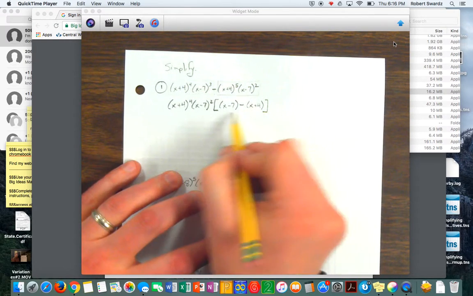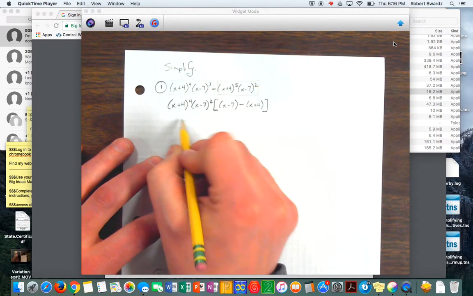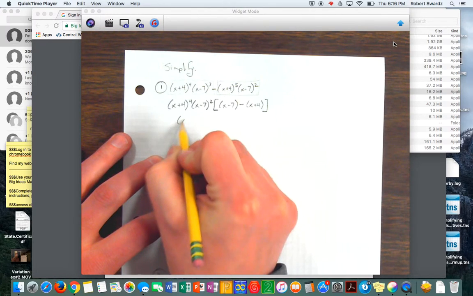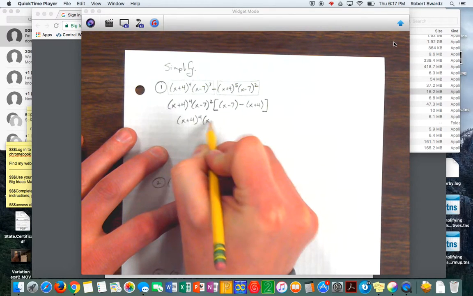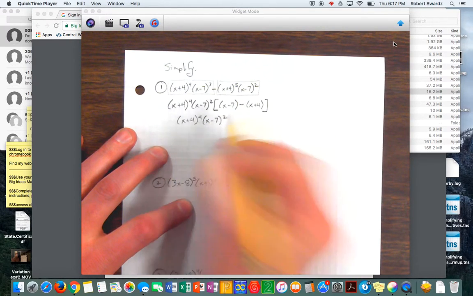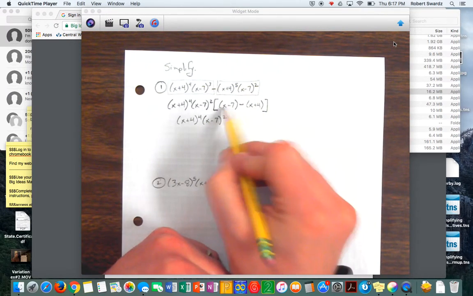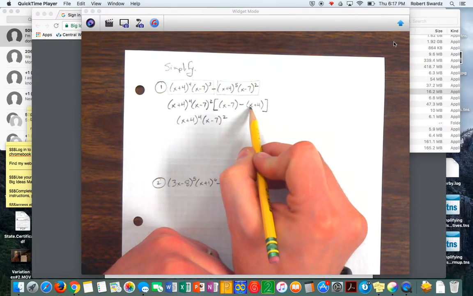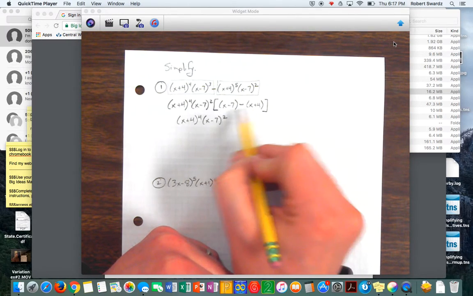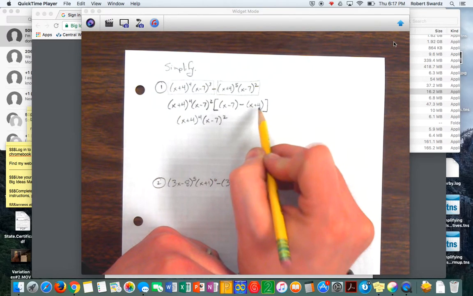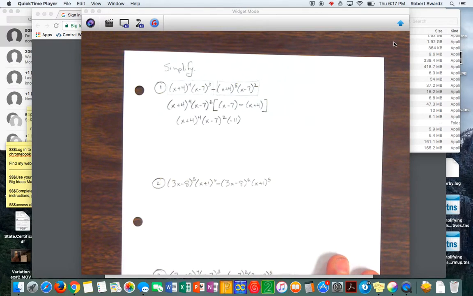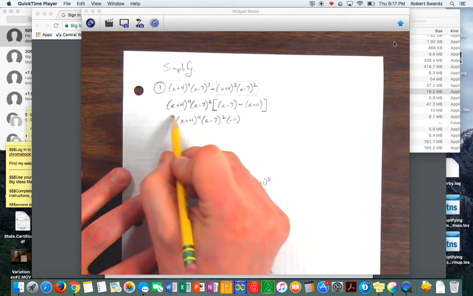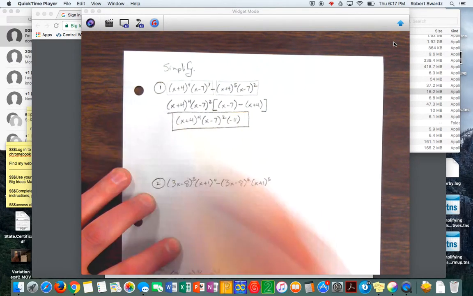Okay, now all that's left is to simplify this. So here we've got x plus 4 to the fourth times x minus 7 squared. Now x minus x is nothing, 0, and negative 7 minus 4 is negative 11. And that is as simple for now as we need to make it.